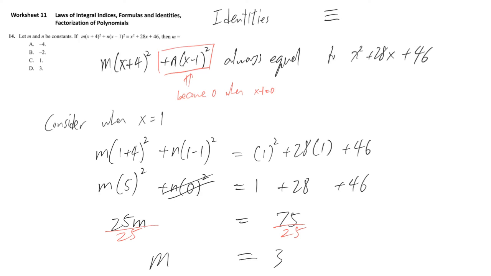Sometimes, if you consider a certain value of x, it's much easier to get your answer. But this method does not guarantee you can use it in all similar question types. Maybe sometimes you can't find a single value of x to make it simple like this. So you need to learn both methods.